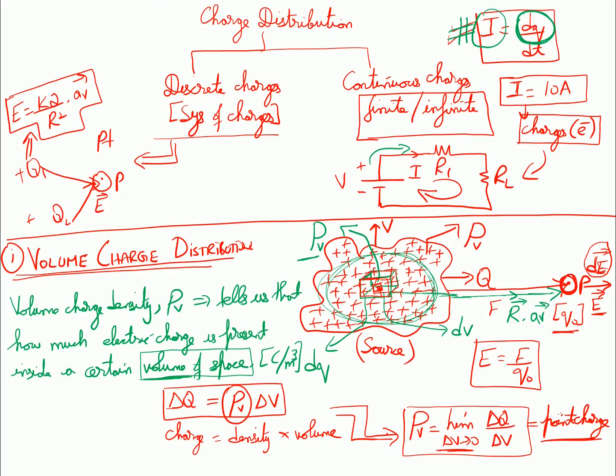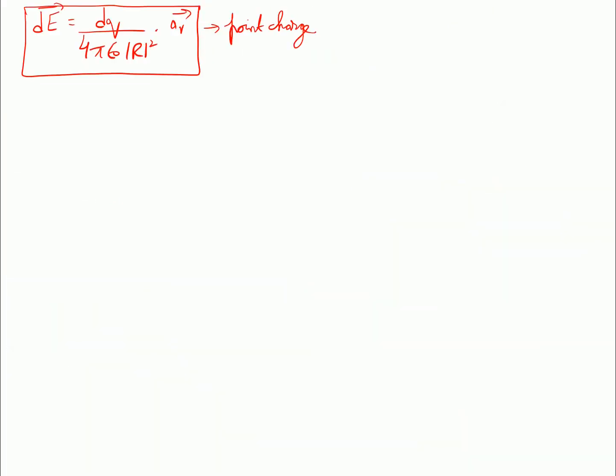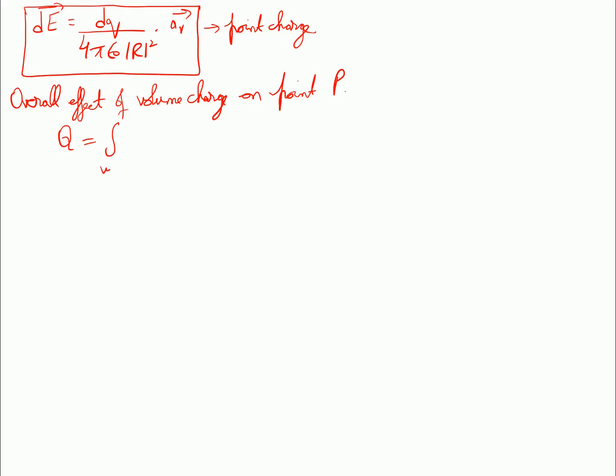What about the larger effect? If I want to know the effect of the overall volume on this point P, again if we know the differential element, we can see the overall effect of volume charge on point P as well. So we can basically integrate the elements. We know that the effect of the total charge is going to be an integral, and since this is a volume, it is going to be a volume integral of the volume charge density multiplied by the differential volume.